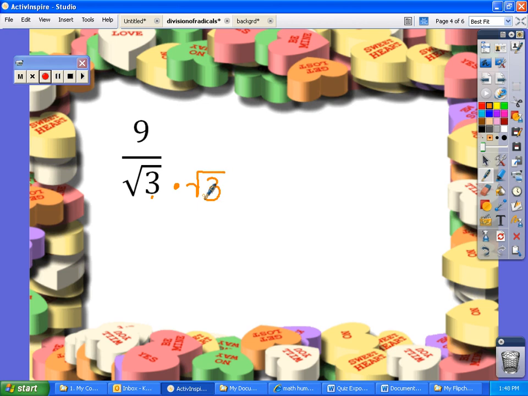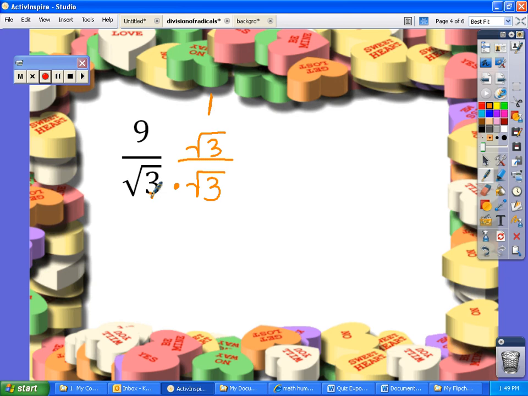Then I have a pair of 3's, because same times same, you just drop the radical. However, I can't just do that to the bottom. When I do the bottom, I must do the top. And that's because the square root of 3 divided by the square root of 3 is just 1. And when you multiply anything by 1, you're not really changing the problem. So it's allowed in math.